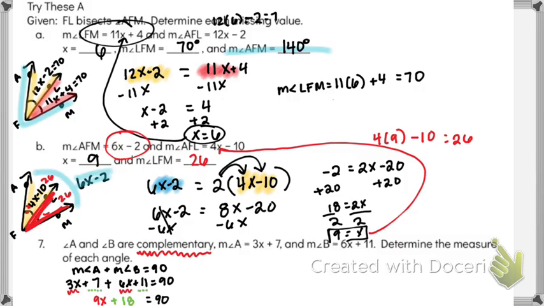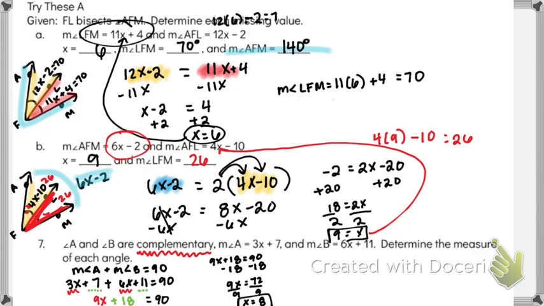We're going to go ahead and I'm going to go over here at the top because I ran out of room. We're going to get rid of that 18 on both sides. When I do that, that is 72 over here, 9x. And then we're going to divide by 9 on both sides. X equals 8.